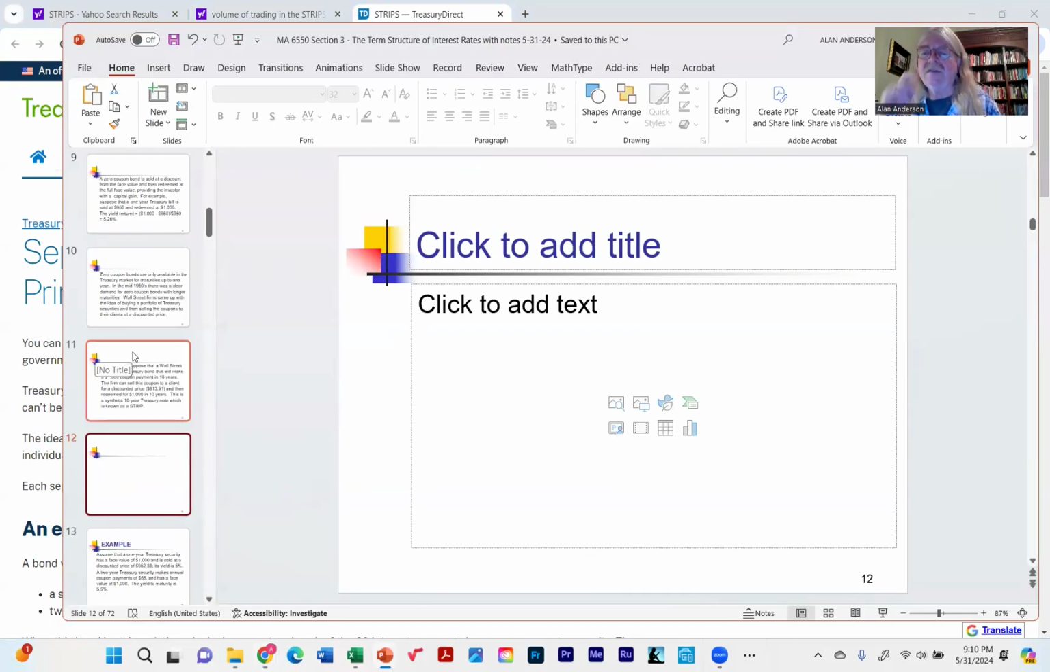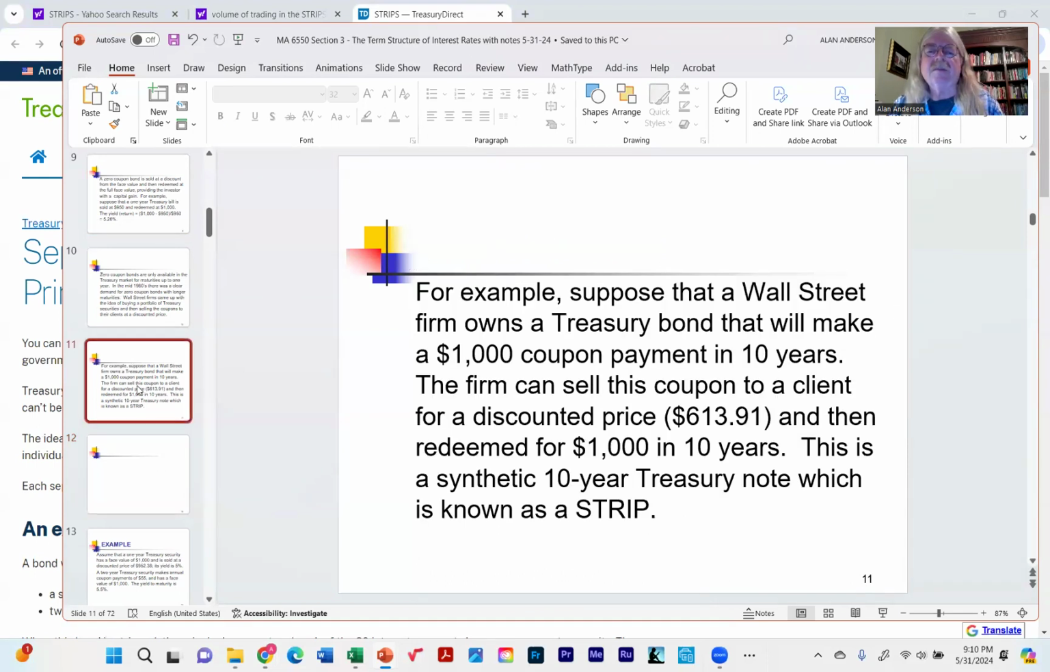Now, interestingly enough, as we'll see in a few minutes when we get to the discount factors, the prices of strips are quoted as discount factors. In other words, what you want to know is what percentage of the face value you are actually paying for it. So here, for example, the price is $613.91, but this price would have been quoted as 0.61391, meaning 61.391 cents on the dollar. That way the price is not affected by the face value.